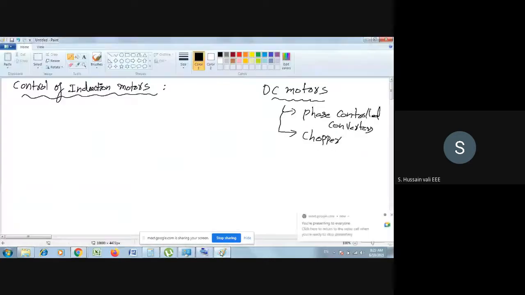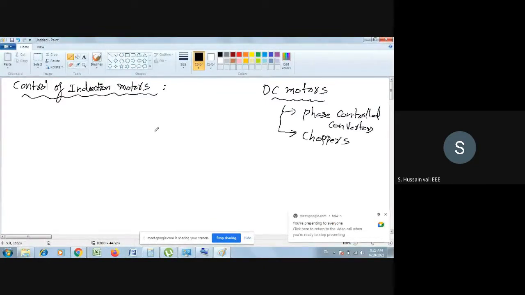So using phase controlled converters and choppers, we have seen how the speed and torque of the DC motors are controlled. Now, in today's class we will go to the induction motors. How do we control the speed and torque of induction motors? What are the different ways? All these things we will study.